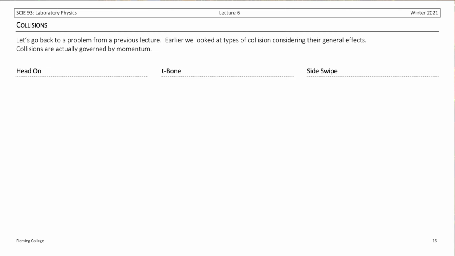With this new information about collisions, let's go back to a topic from a previous lecture. Earlier in the semester, we looked at types of collisions considering their general effects on velocity. Now we know that the collisions are actually governed by momentum. So while we admitted it was a general look previously, we now know that we need consideration of the mass of both vehicles in addition to their velocity. We still don't have enough ability to fully consider collisions, as they are very messy, inelastic conditions.